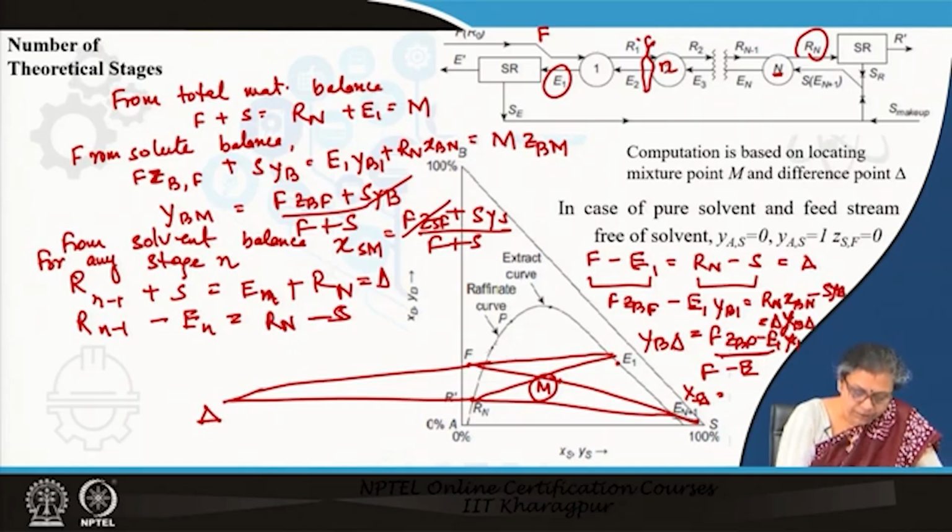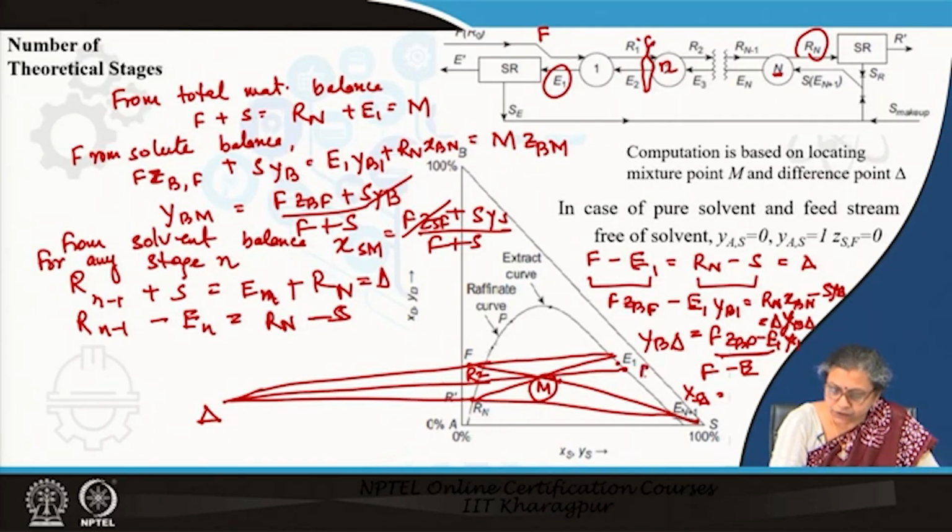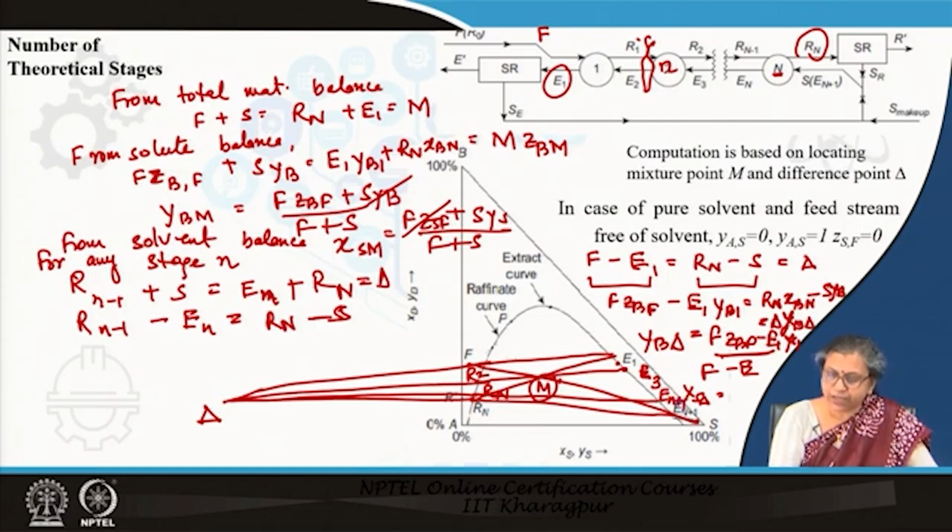So, therefore, from delta, if I take a point which is connecting R2, say the raffinate which is going out of R2, and if I extend it, then this point should be E3. In the same way, if I extend it and come to some particular point Rn, then this should give me En plus 1, where n is any particular number of stages.